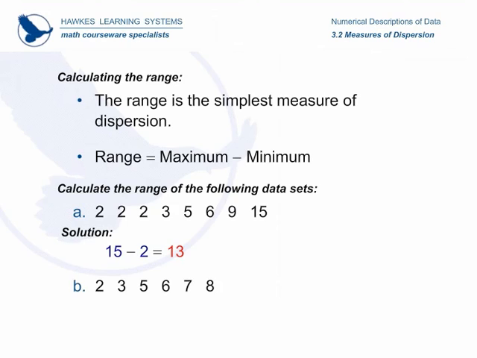Let's take a look at another example. We have a data set of 2, 3, 5, 6, 7, and 8. We take the largest or the maximum data set value, which is 8, and we subtract the minimum or the lowest data set value, which is 2. 8 minus 2 equals 6. So 6 is our range.